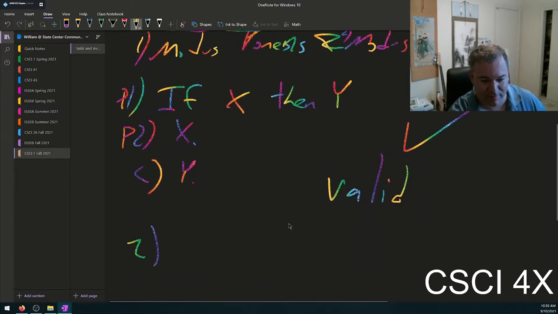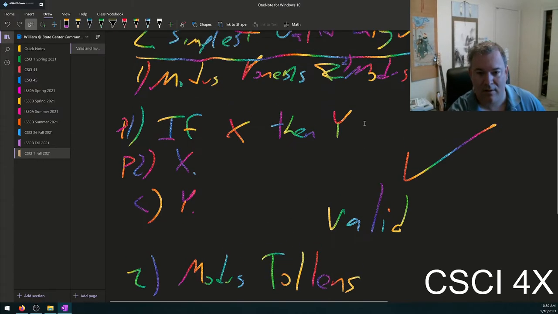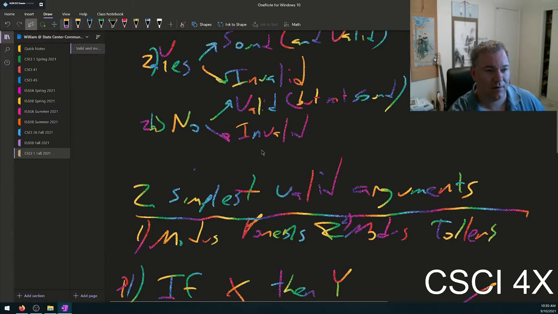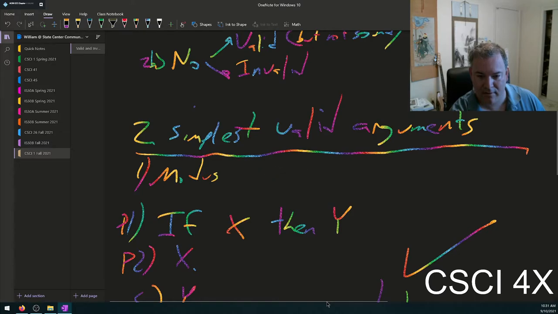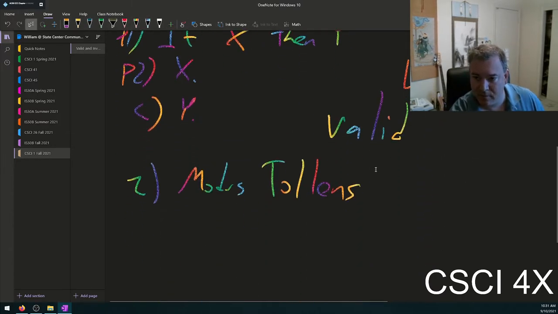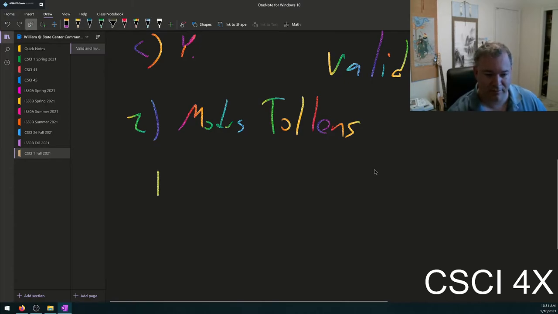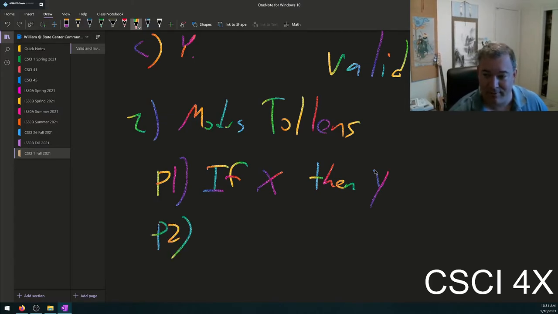Okay, so second thing is called modus tollens. Let me clean this up a little bit. And for modus tollens, the form, this is a little harder for students to get. Premise one. If X, then Y. And if you're saying, like, wait, this sounds like a computer program, you'd be right.